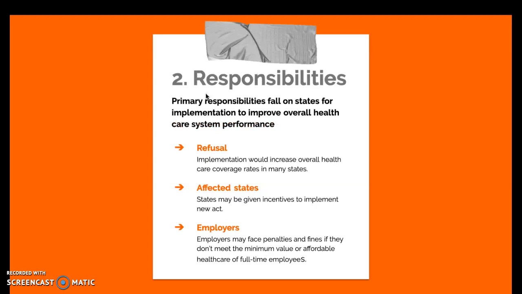Next, we're going to look at the responsibilities. So, primary responsibilities fall on the states for implementation to improve overall healthcare system performance. Refusal for implementation would increase overall healthcare coverage rates in many states. States could also be given incentives for them to want to implement something like the Affordable Care Act. So federal funding would result in a gain if they were to participate, about $305 billion from 2013 to 2022, according to Norris. Employers may also face penalties and fines if they don't meet the minimum value or affordable health care of full-time employees.